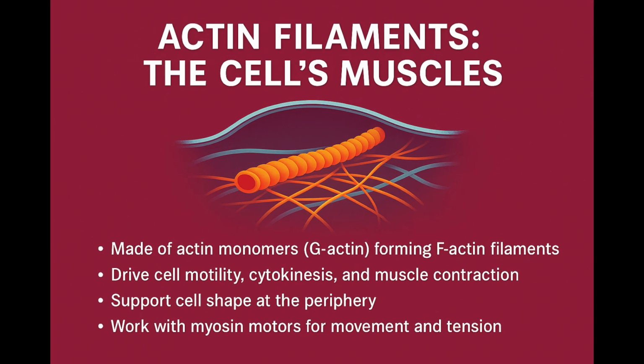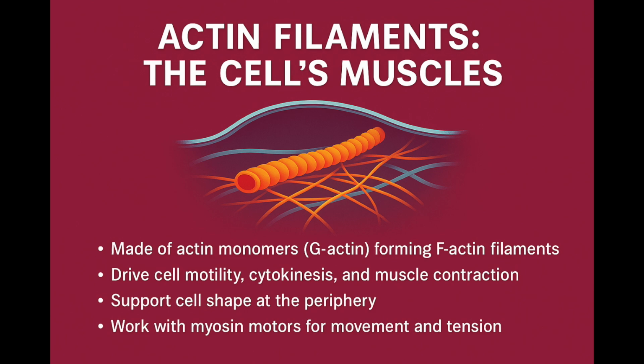If microtubules are highways, then actin filaments are the muscles of the cell, made of G-actin monomers that assemble into F-actin filaments. These fibers form a dense, flexible mesh just beneath the cell membrane. Actin provides mechanical support and also drives movement, division, and contraction. In migrating cells, actin filaments polymerize at the leading edge, pushing the membrane forward in a crawling motion. In dividing cells, they form a contractile ring that pinches the cell in two.